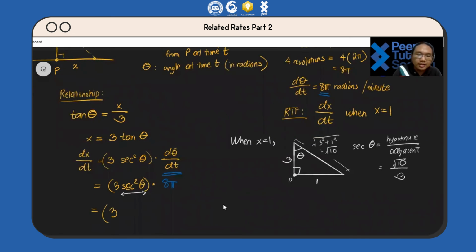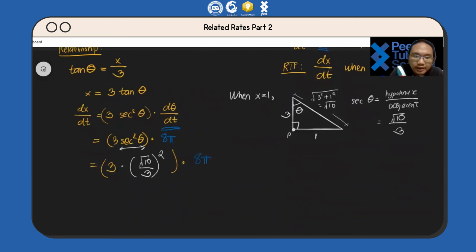Again, this is 3. This is secant squared theta. So square root of 10 over 3 is secant theta. So we have to square it in order to get secant squared theta. Then we multiply it by 8 pi. And we proceed with algebra.